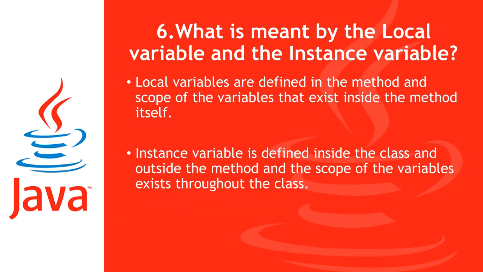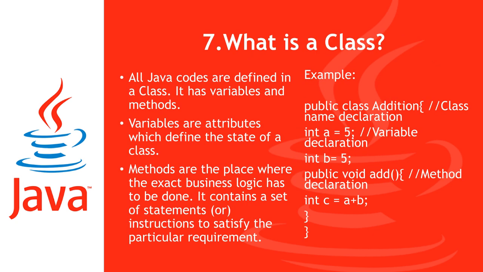What is meant by the local variable and the instance variable? Local variables are defined in the method and the scope of the variables exists inside the method itself. Instance variable is defined inside the class and outside the method, and the scope of the variables exists throughout the class.